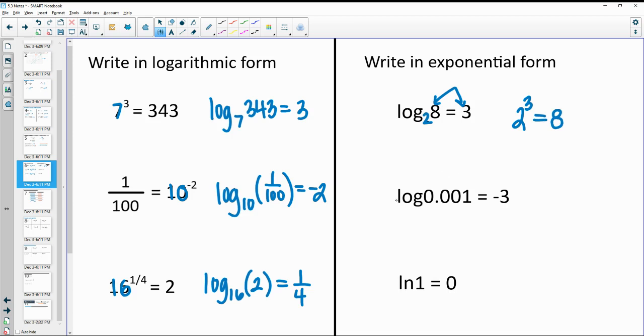This next one, remember, is just a regular or common log. And so that's going to have a base 10. So we have 10 to the negative 3 equals this input of 0.001. And then this one is a natural log. So we know that the base is e. So e to the 0 power equals 1. So e to the answer equals the input. So e to the 0 equals 1.